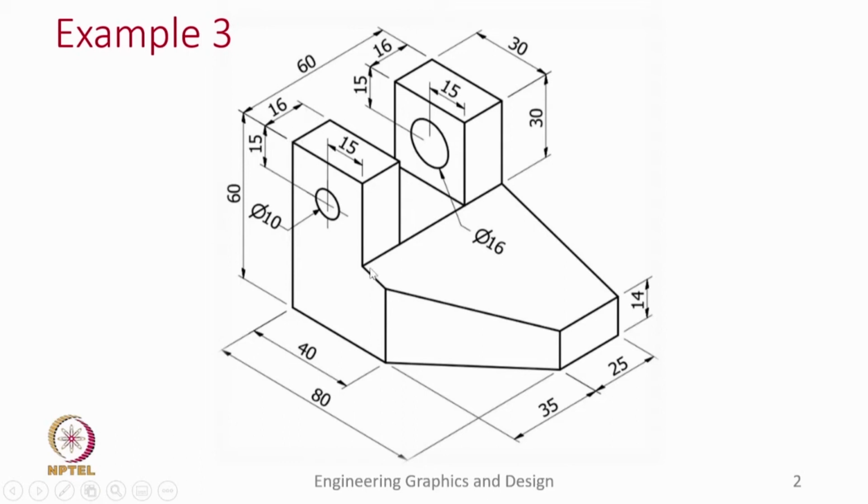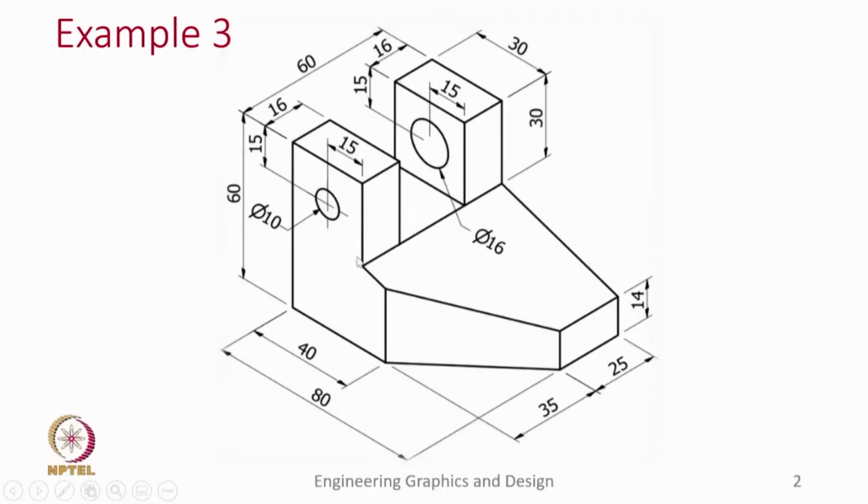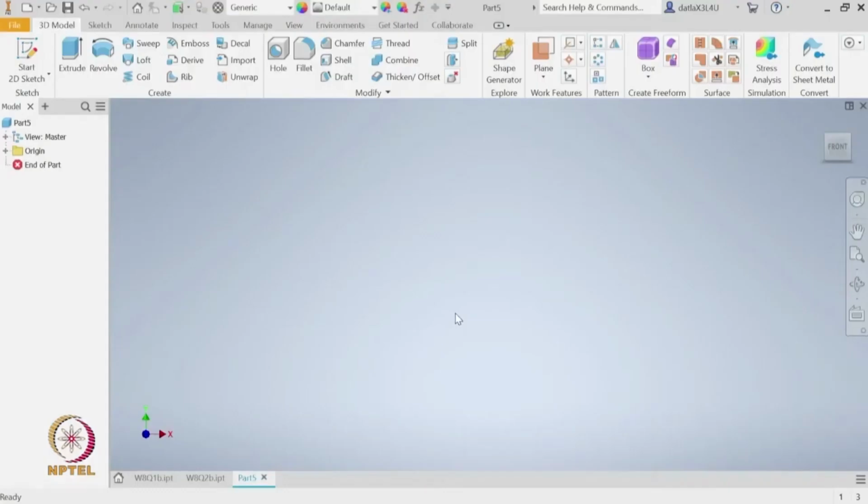The other important feature we need to understand is there is a slope. Which means we need to first start with a cuboid and then make a taper cut. So, first we will make a base of 80 by 60 and then extrude it to a height of 30. Let us get started with the software.